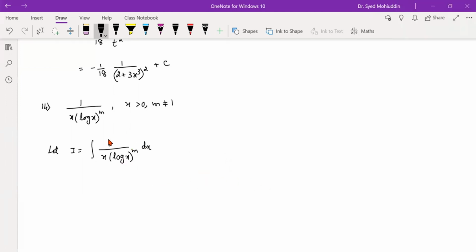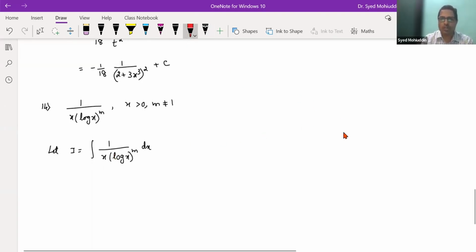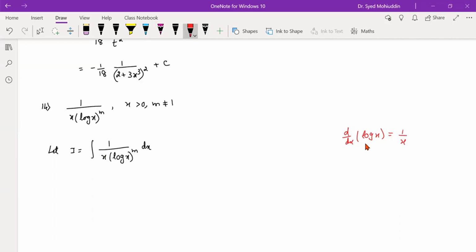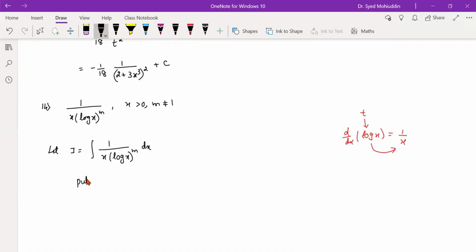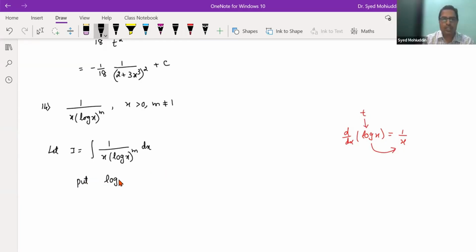Yeah, log, if you try to differentiate, we'll be getting the value as how much? Because we know this expression, no? You should always try to see which value when you differentiate, you'll be getting the other expression. So log of x will be what? 1 by x. So whichever you try to differentiate, if you're getting the other value, this value itself you have to take as t. So put the value of log of x to be equals to t, right?